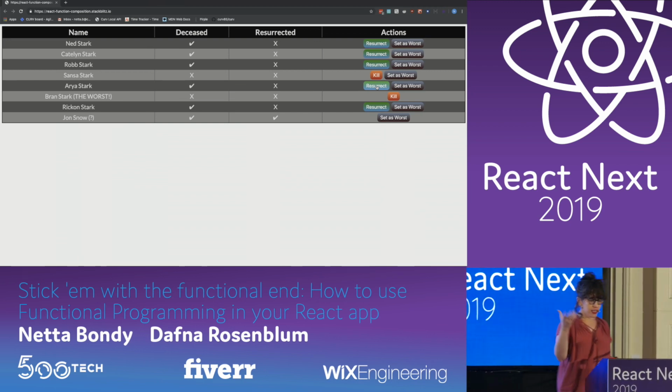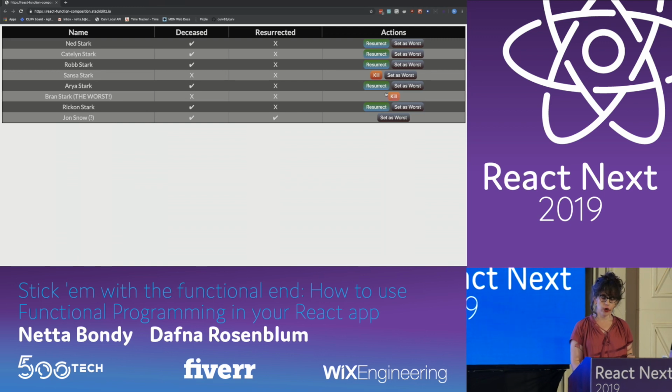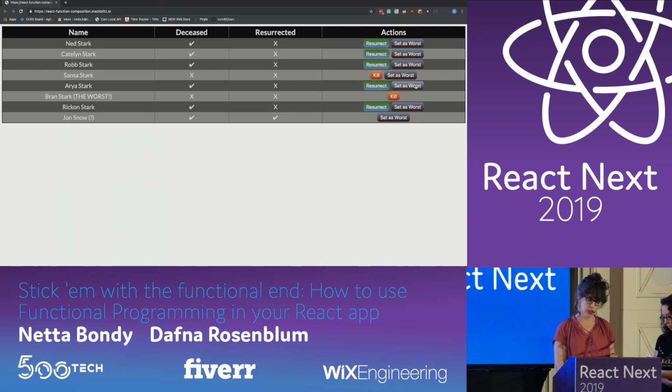Okay, so I can kill her, and then you see her state changed, and also the actions available to her changed.